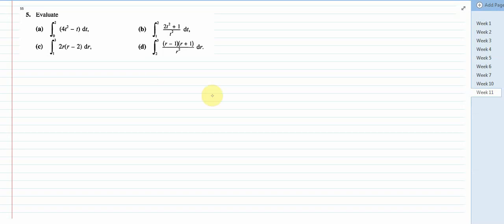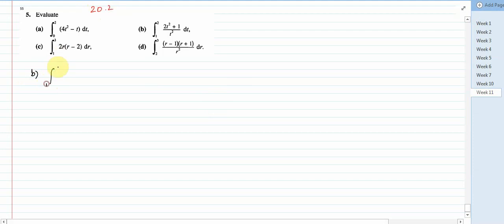Class, in this session we are going to continue exercise 20.2, and in the last class we had done question number 4. In today's class we are going to start from question number 5. Alright, I hope that all of you remember how to solve this type of questions. So we are going to start from part B.